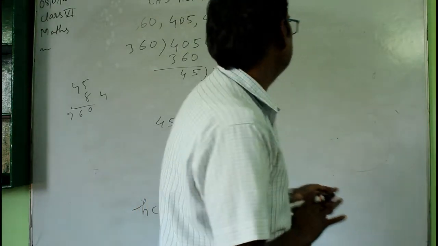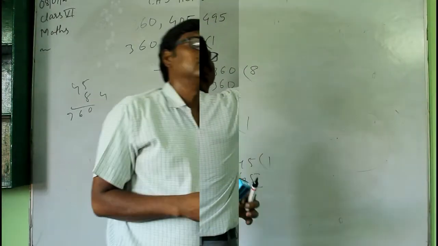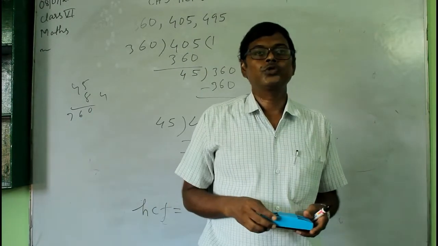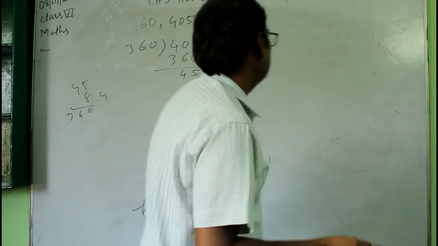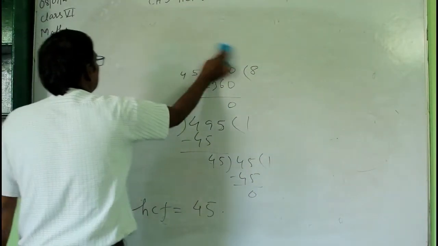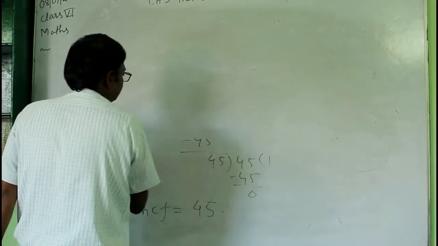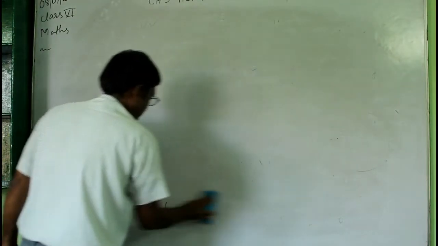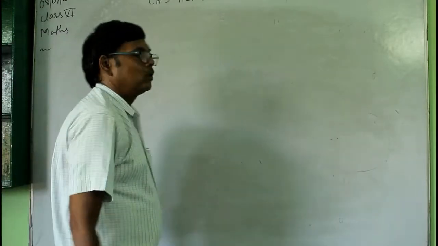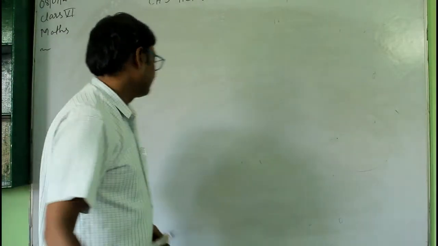Now exercise 3.4. In this, you will solve all those questions. Okay, and those questions are your homework. And now in the next exercise we will learn how to find the LCM by using the prime factorization method, or the long division method, or finding the common factors.